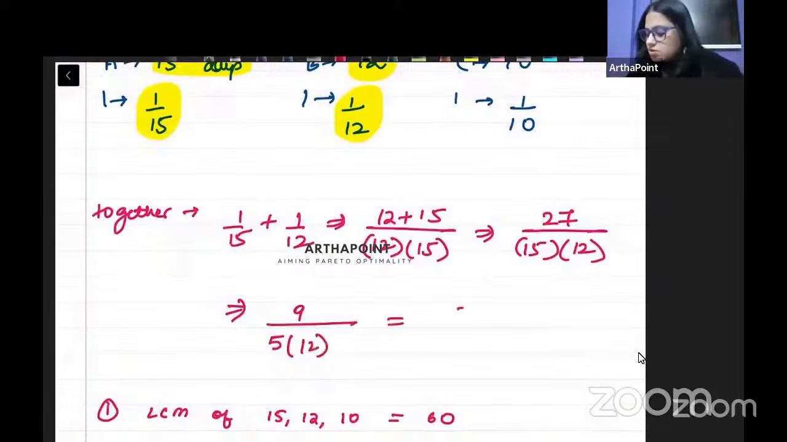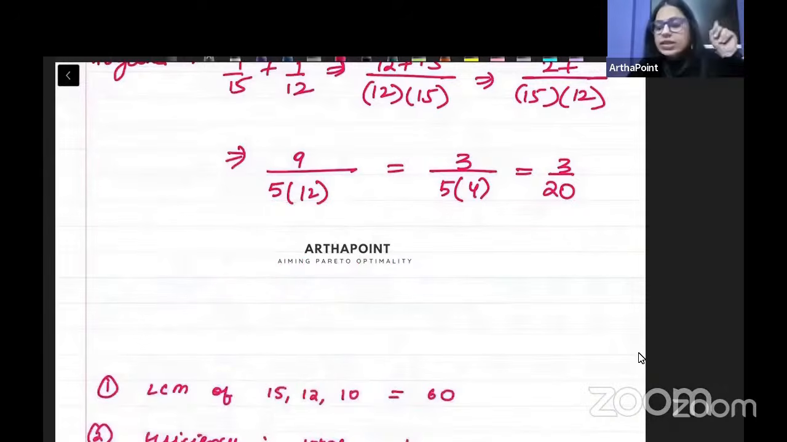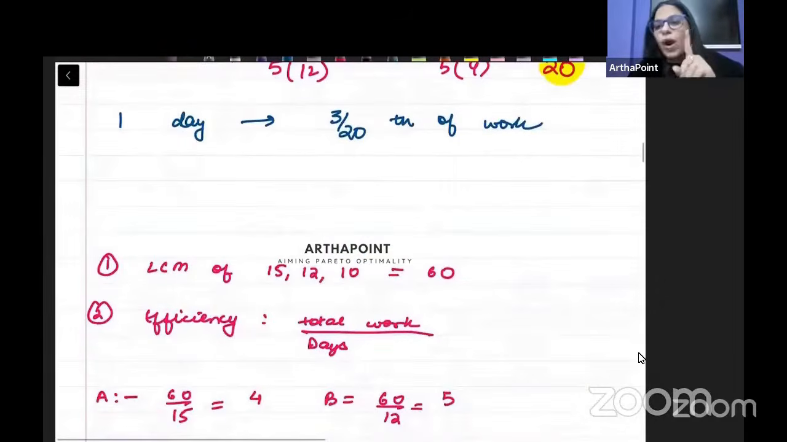And this is going to be 3/5 into 4. So this is going to be 3/20. In one day, if they work for a day, they can cover 3/20th of the task. So let me write this statement. In one day, they can do 3/20th of the work. Right, beta? 3/20th of the work is completed in one day.